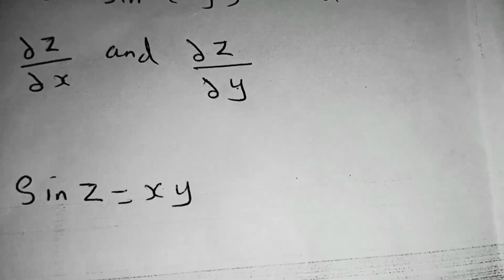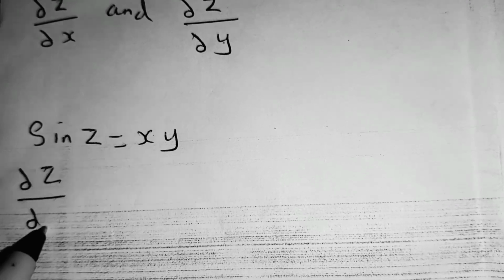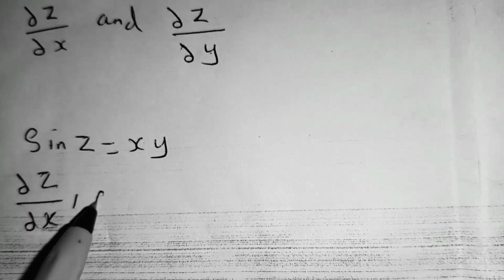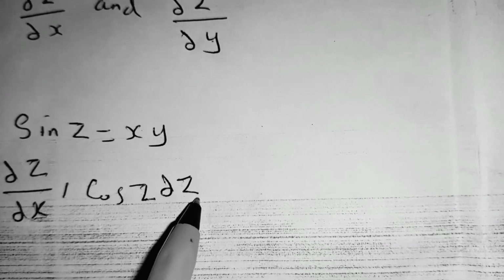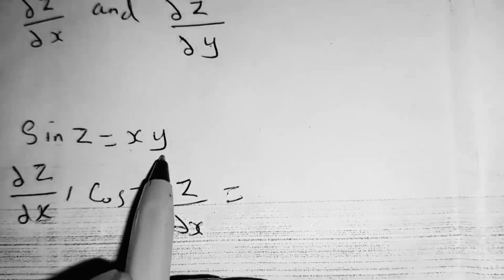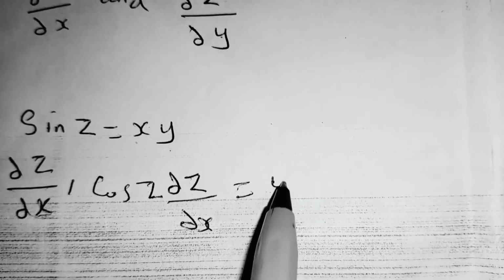Then from here, we can easily take the partial derivative of z with respect to x. And how do we do that? When you differentiate sine z, you obtain cos z, but now you multiply by the partial derivative of z with respect to x, which is equal to, when you differentiate xy with respect to x, the result y.